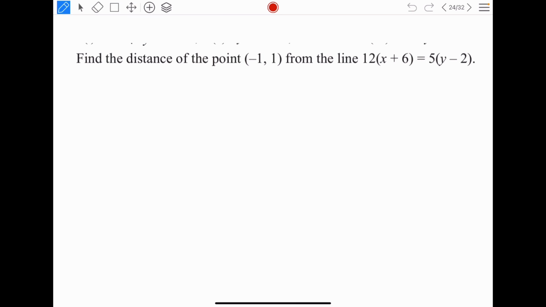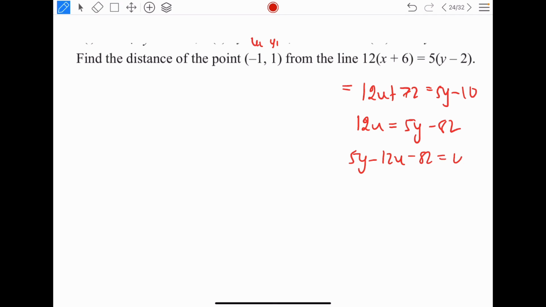Question. Find the distance of the point minus 1 comma 1, that is x1, y1 is minus 1 comma 1, from the given line. Now this line is in general equation form, just that we have to multiply and rearrange the terms a bit. Let's do it here. 12x plus 72 is equal to 5y minus 10. So 5y minus 12x minus 82 is equal to 0. That means a is 5, b is minus 12, c is minus 82, and your x1, y1 is given.